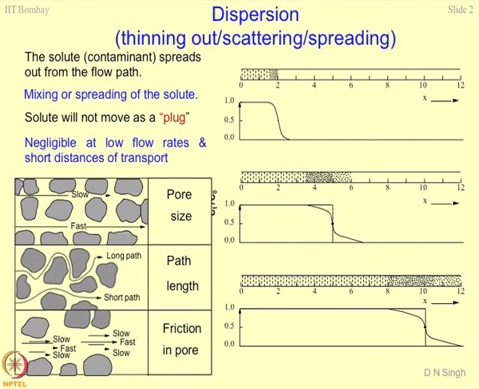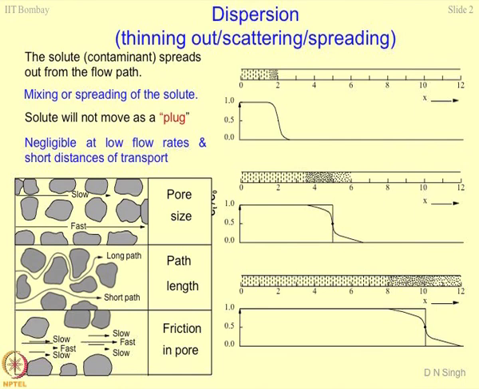This diagram basically shows the contaminant or the pollutant spreading out from the flow path. So, this is the flow path and then there is a concentration which keeps on dispersing, flowing out, disappearing and so on. The mechanism which governs this process is mixing or spreading of the solute.